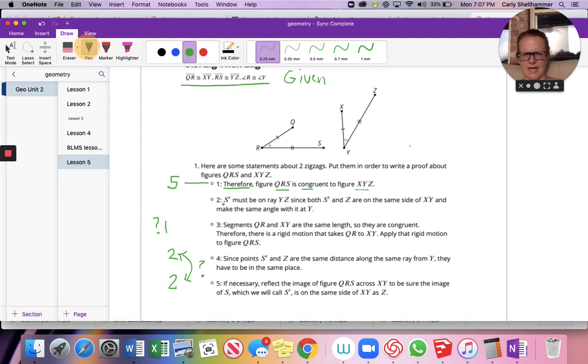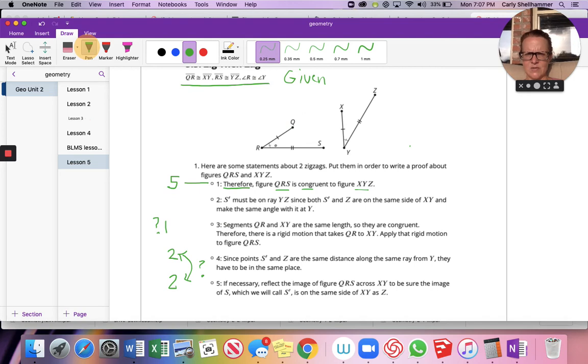And then number 2 again, S prime must be on ray YZ since both S prime and Z are on the same side of XY and make the same angle with it at Y. All right, so I'm getting a little lost. I'm going to go ahead and do number 3.